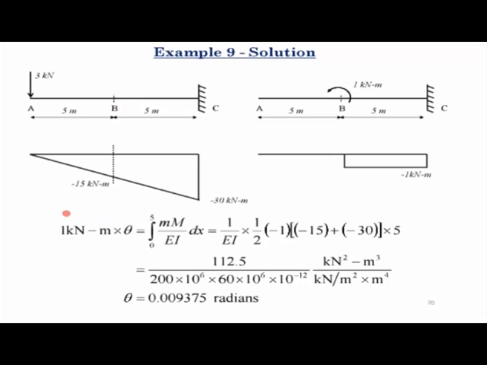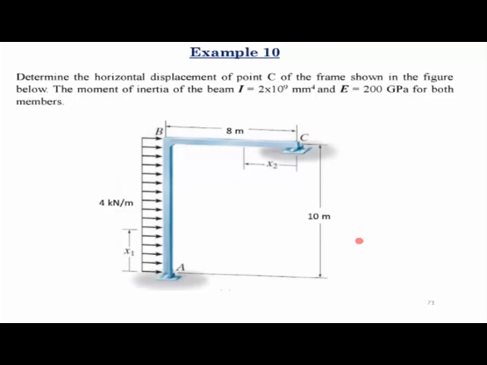Now here again notice that on the left hand side you have kilonewton meter into theta, which is in radians. On the right hand side you have kilonewton per meter square into meter fourth, that is, kilonewton meter squared. So if you cancel the units, you will see that the unit of theta is coming out to be in radians. So that is a simple example of a virtual work method for calculating the rotation in a beam.